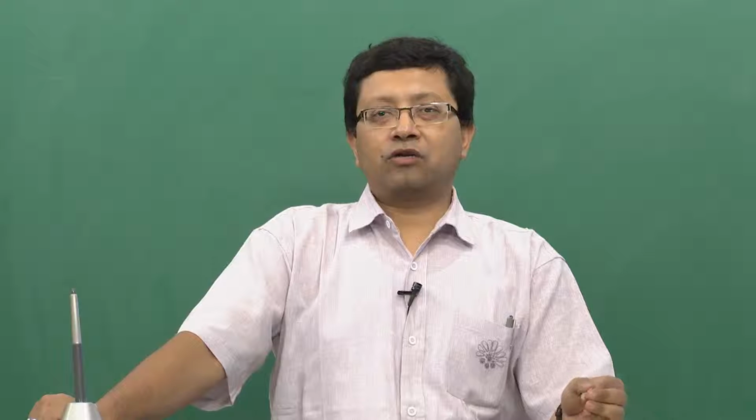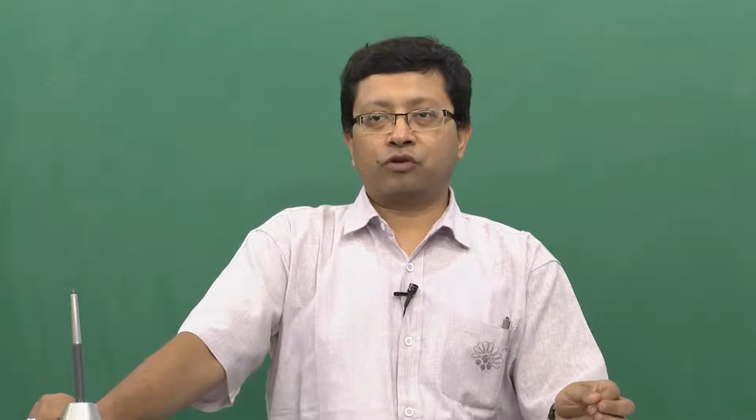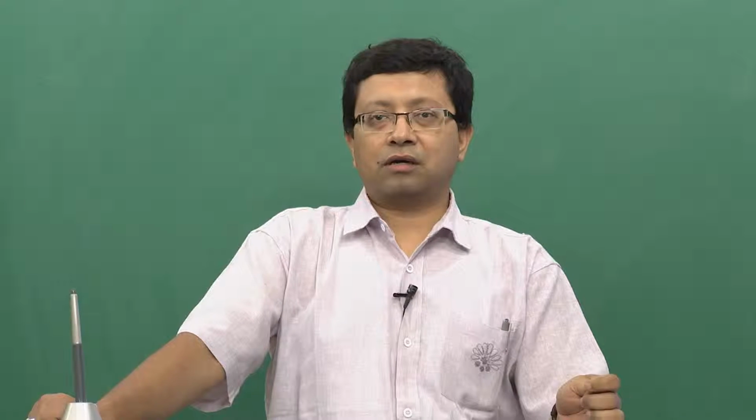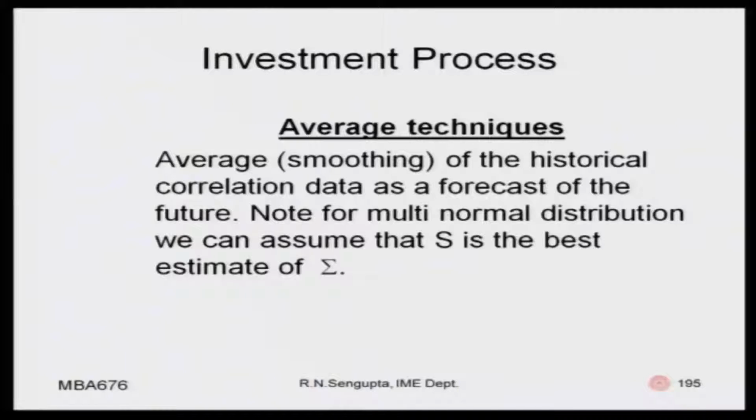So, now we will continue our discussion in portfolio analysis related to the averaging techniques. The averaging technique or the smoothing technique of the historical correlation coefficient or the covariance is required in order to basically estimate the covariance variance matrix, which is this. So, this is basically the covariance variance matrix for the population, and this is basically the best estimate which we will try to use from the sample.